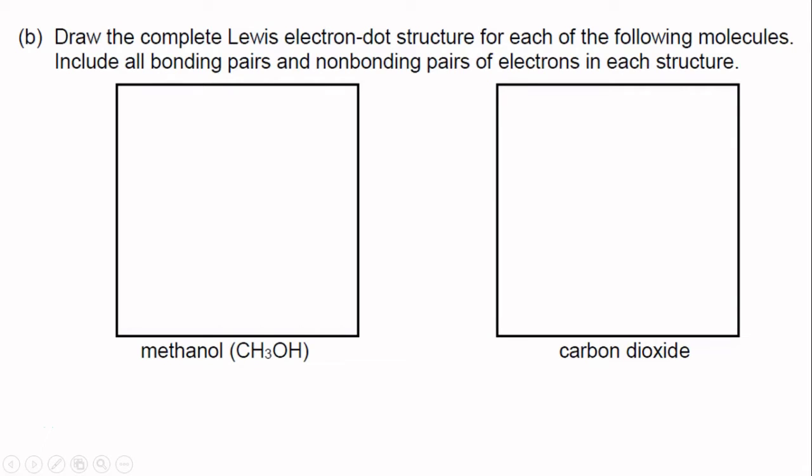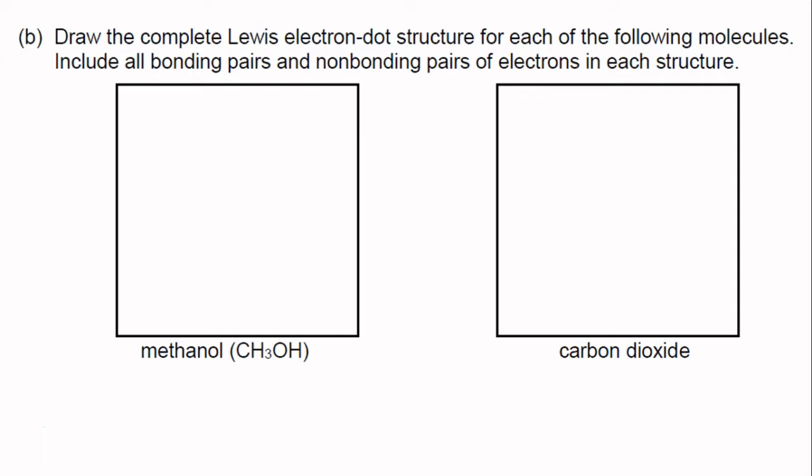In Part B of this question, you have to draw the complete Lewis electron dot structure for each molecule. This will help you to determine whether or not the molecule is polar or nonpolar. Starting with methanol, CH3OH, if you add up the total number of valence electrons for methanol, it's going to be 14 electrons altogether, because that's 4 for carbon, 4 for the 4 hydrogens, and 6 for the oxygen.